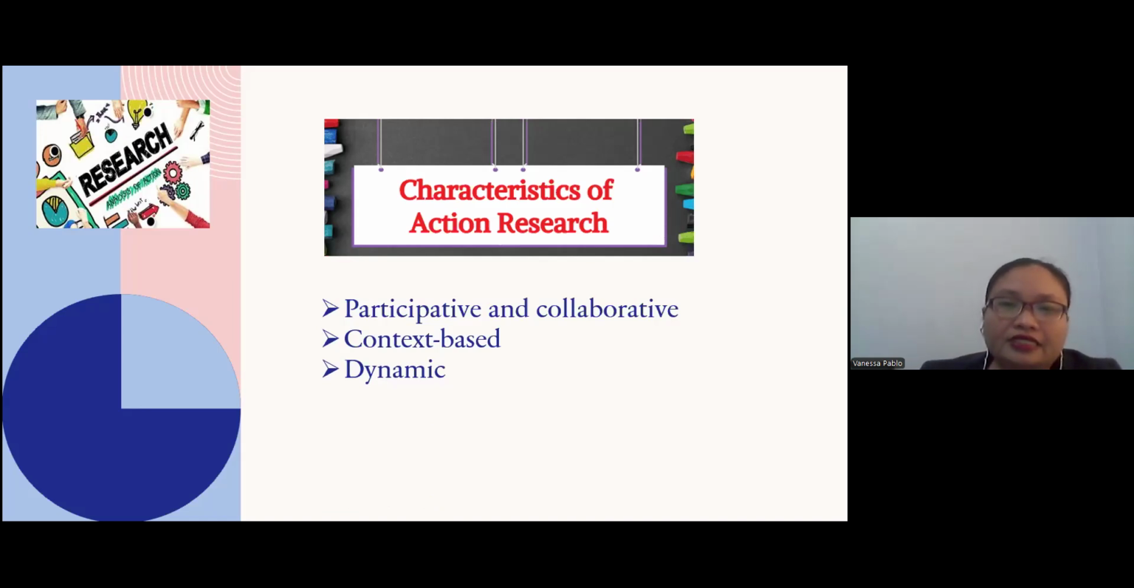So again, the characteristics of action research includes participative, collaboration, then being context-based, meaning findings and solutions are tailored into this specific environment or area of interest. Then, of course, being dynamic, because as mentioned a while ago, the iteration is a nature wherein the action research allows for ongoing reflection and ongoing adjustments. Okay, with that, the continuous improvement or ongoing adjustment creates the dynamic approach to the action research.